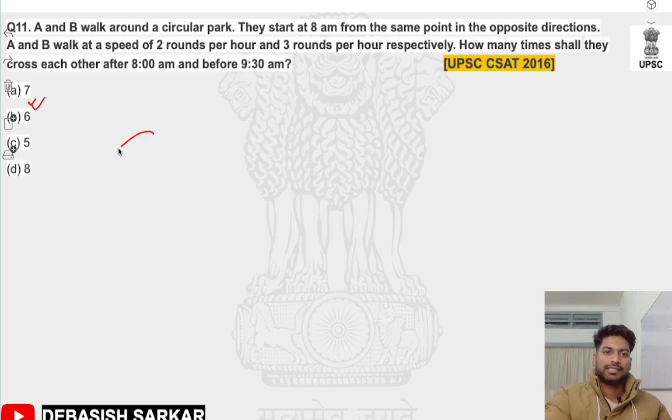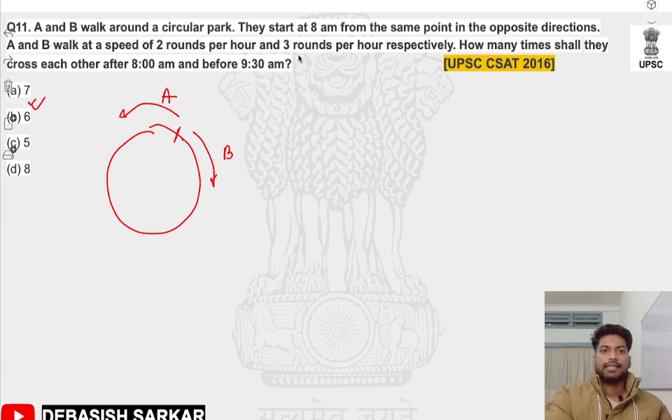I'll give you the trick. Look, there is a circular park and they started running at 8 AM from the same point in opposite directions. So suppose A is running that side and B is running to the opposite side. Okay, and in 1 hour, A runs 2 rounds and B runs 3 rounds.